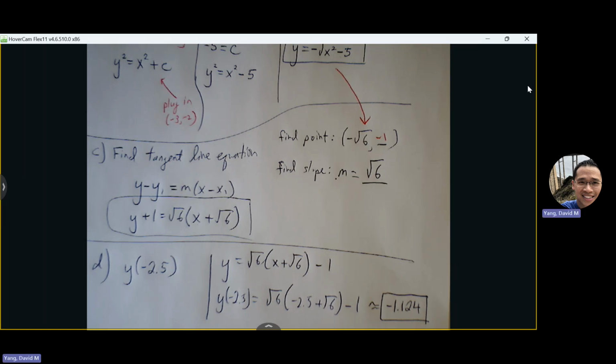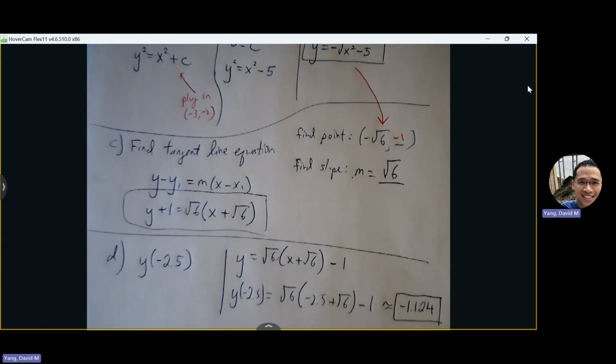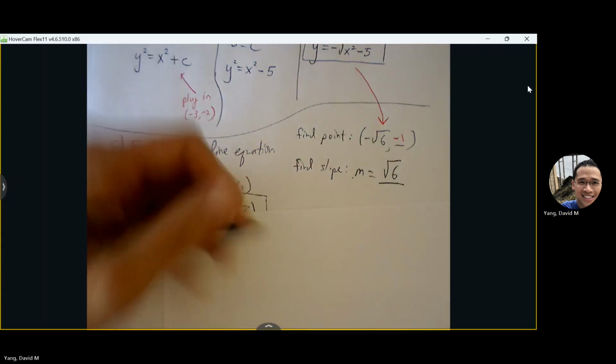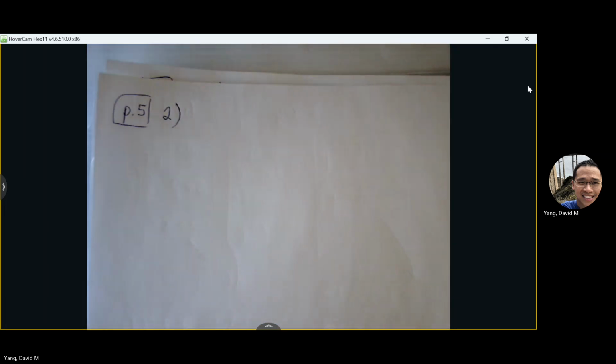So let's practice this procedure. For number 2. So page 5, number 2. Let's do 2A, 2C, and 2D.